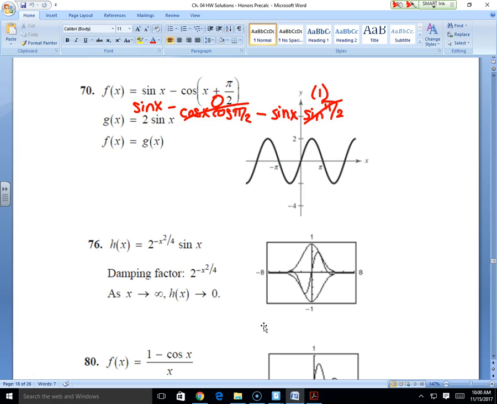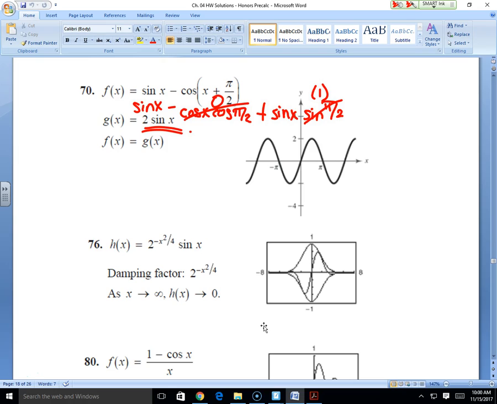How is that still not? Oh, my identity. Cosine, the signs change. Sorry, my bad. It would have been a minus times a negative. I fixed the sign. There we go. So then 1 sine x plus 1 sine x is 2 sine x.